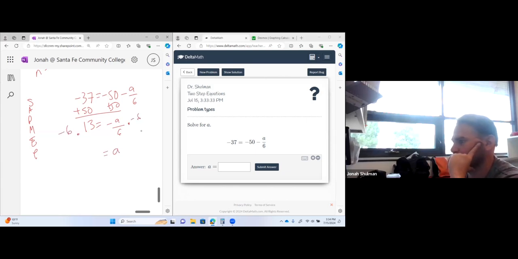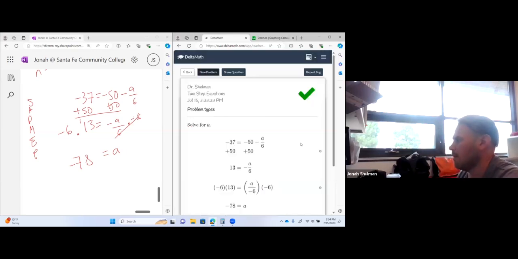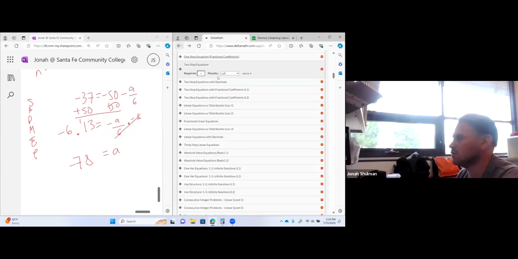And so what does a equal? Because the negatives cancel, the 6's cancel. 6 times 3 is 18, carry the 1. 6 times 1 is 6, plus 1 is 7. So your answer should be a negative 78. Those are all your steps. Now let's do this even tougher.